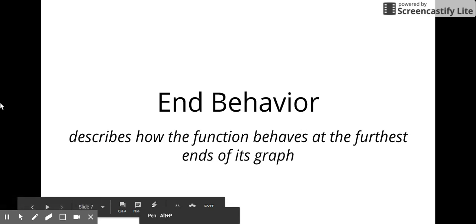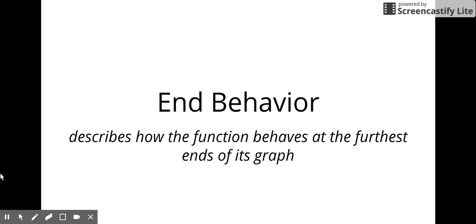So again, end behavior describes how your function behaves at the furthest ends of its graph. We don't care what's happening in the middle. We just focus on the ends.